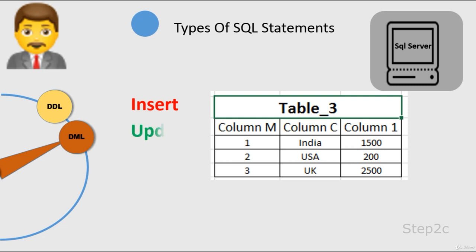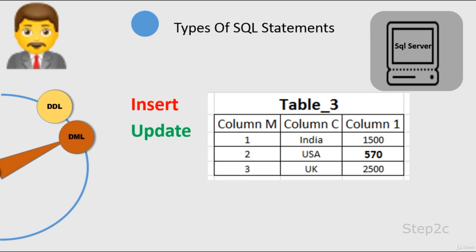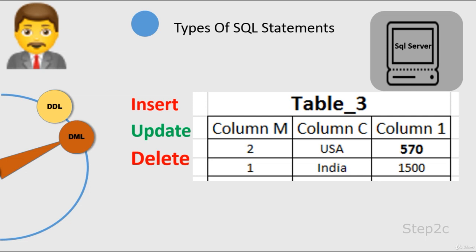Similarly, if you want to update the data, say you saved some data and you want to update the value, say you want to update the sales value of USA to 570, there should be an option to update the value. Once you update, the data should look something like this. And finally, we should have an option to delete unwanted data from the database. Say you saved some data and you want to remove the UK value, you should have an option to delete it. These are the three data manipulation language statements supported by SQL.